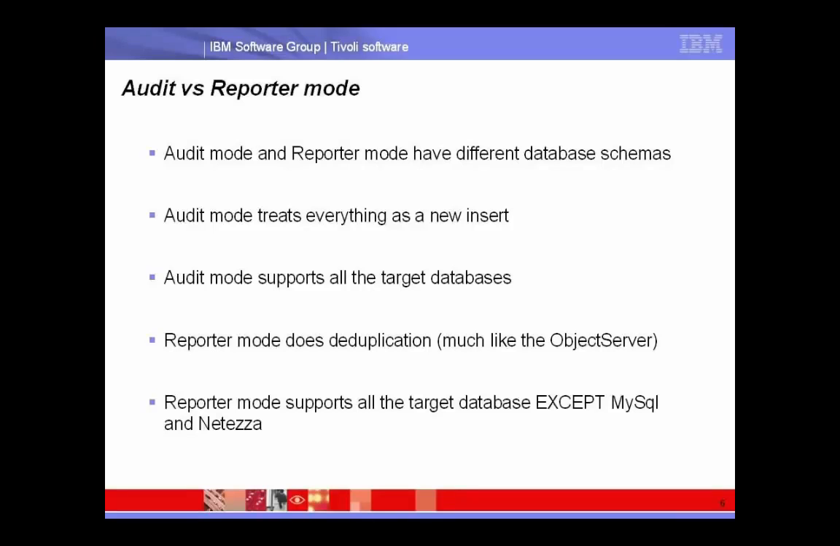Audit mode supports all the target databases, and in reporter mode, as you'll see at the bottom there, reporter mode supports all the target databases except MySQL and Netezza. Just above that, you'll see reporter mode does deduplication much like the object server. So if you had a tally of 2 in your object server, you should have a tally of 2 with 1 row in your database, versus audit mode, where you'd have 2 separate rows.